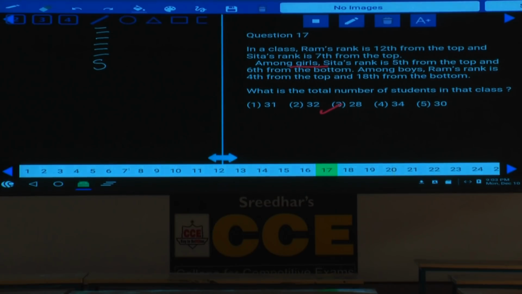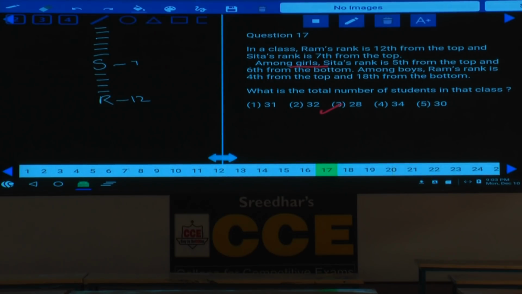And Ram's rank is 12th from the top. Now this Sita is 7th person, isn't it? Then 8, 9, 10, 11. Now this person is Ram. Now this person Ram is 12th from the top, isn't it? Now Ram's rank is 12th from the top and Sita's rank is 7th from the bottom. Among the girls, Sita's rank is 5th from the top.